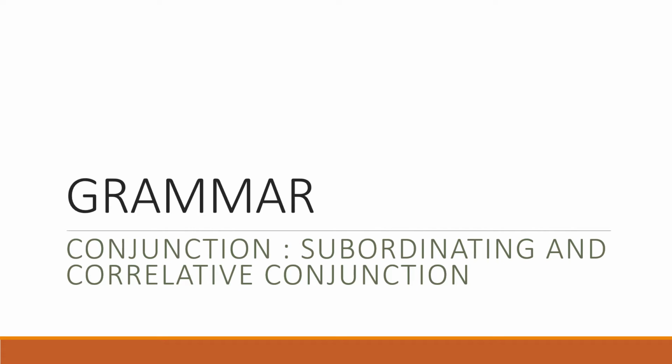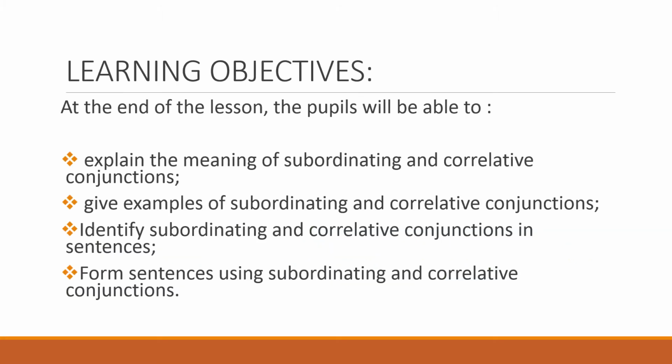Our topic for today is subordinating and correlative conjunction. Our learning objective is, at the end of the class, you will be able to explain the meaning of subordinating and correlative conjunctions, give examples of subordinating and correlative conjunctions, identify subordinating and correlative conjunctions in sentences, and form sentences using subordinating and correlative conjunctions.